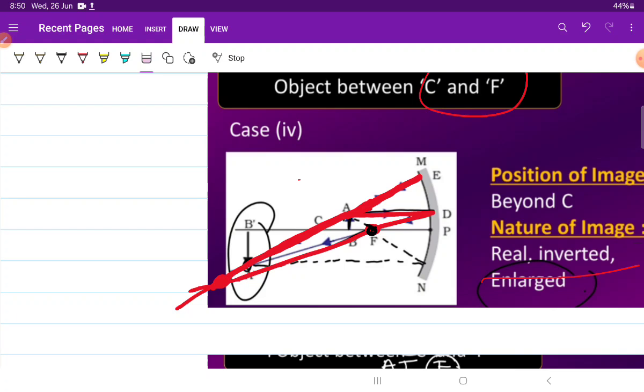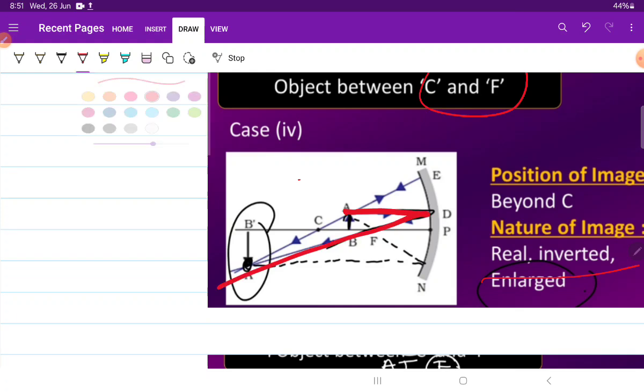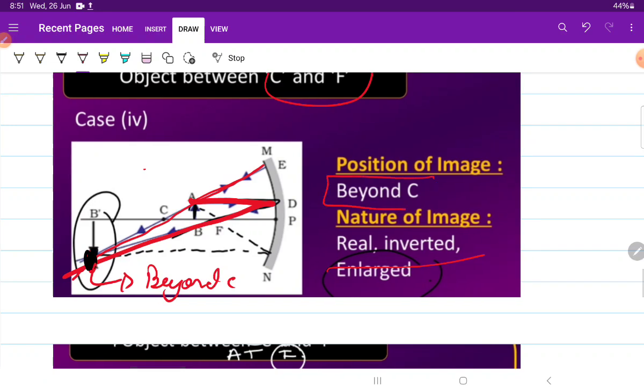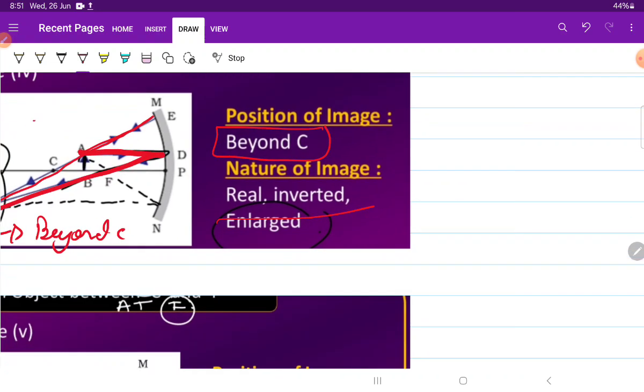It is coming from the center of curvature and going through the center of curvature. So the first ray is parallel to the principal axis and cuts the focus. And the second ray is coming from the center of curvature and passing through the center of curvature. The intersection of both is this point, beyond the C. So the image will be formed beyond the C. You can see I have written it here, beyond the C. The nature of the image will be real, inverted and enlarged.